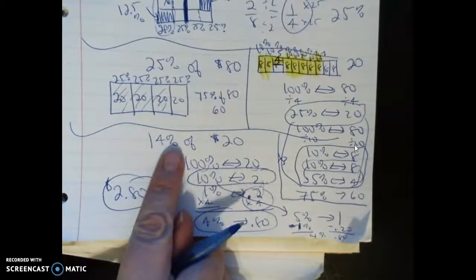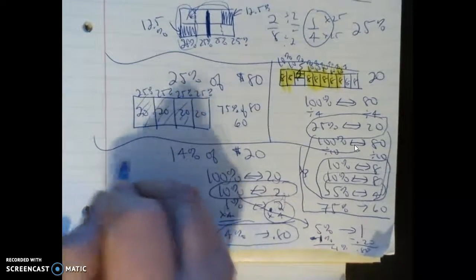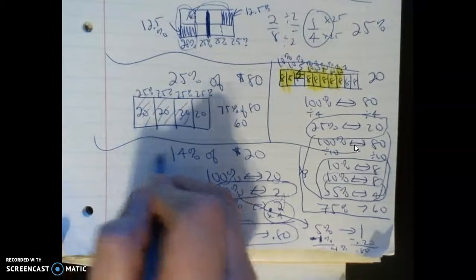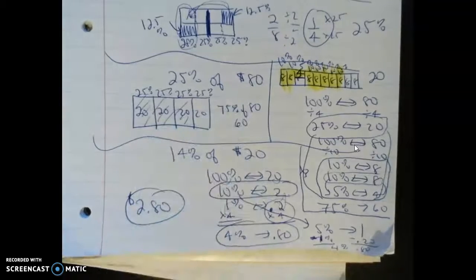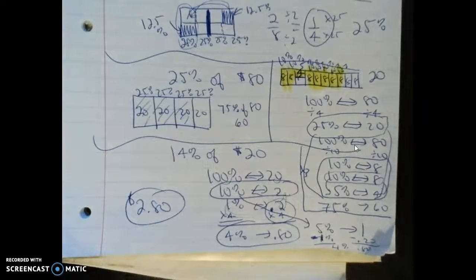If you made a strip diagram on this, that would be hard. I mean, you could do 10%, but then 4 doesn't play super nicely with that. We could make it work, but this probably works a little bit easier. All right, that's just kind of a recap. I hope that helps.